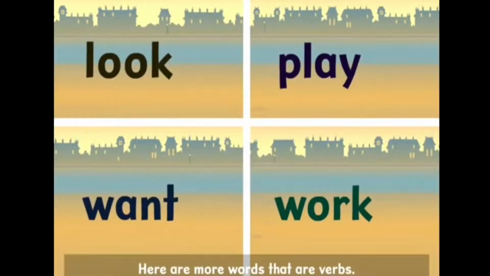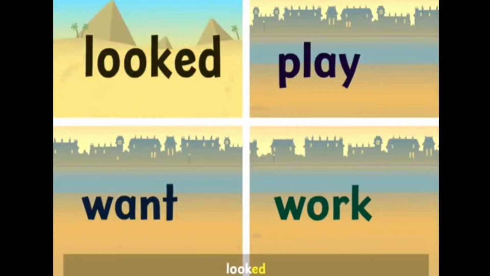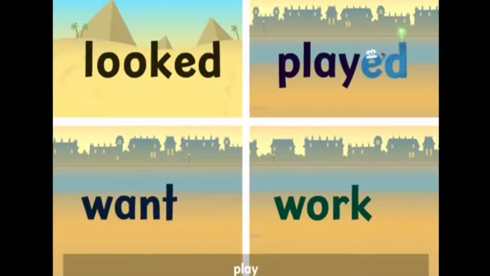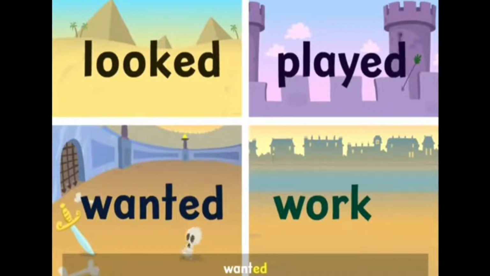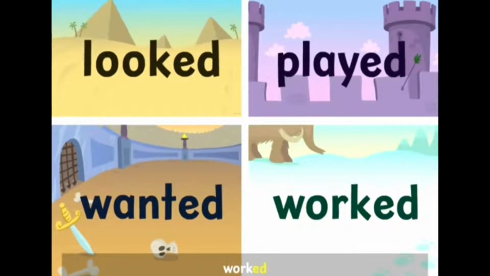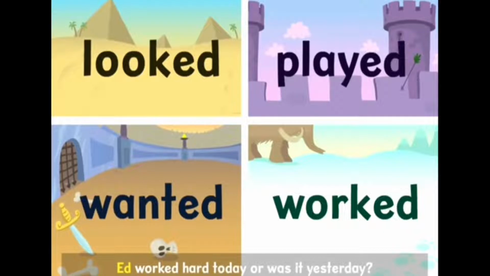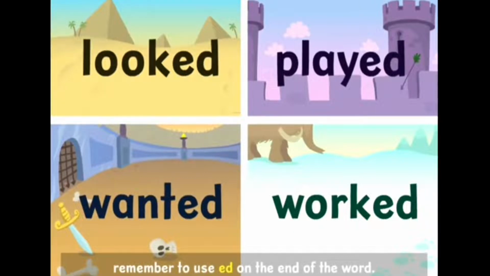Here are more words that are verbs. Ed will send them into the past. Look. Looked. Play. Played. Want. Wanted. Work. Worked. Ed worked hard today. Or was it yesterday? If you need to send a verb into the past, remember to use ed, add ed, on the end of the word.